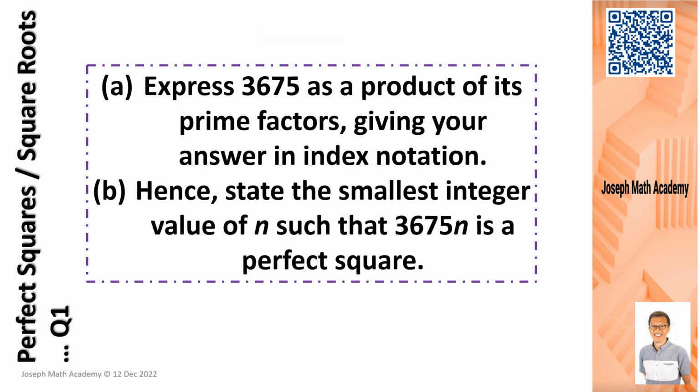Express 3,675 as a product of its prime factors, giving your answer in index notation. This one, no issue. Part B, hence state the smallest integer value of n such that 3,675n is a perfect square. Let's do A first, which is easy.